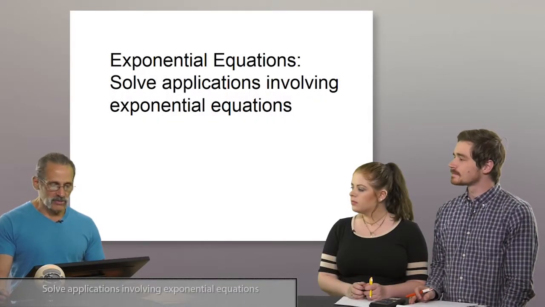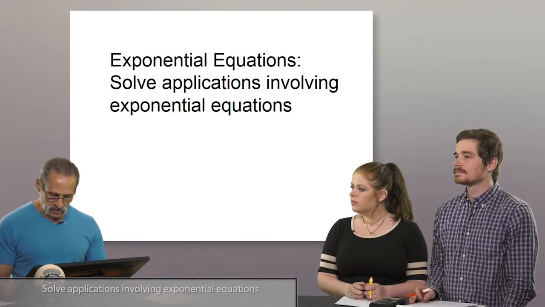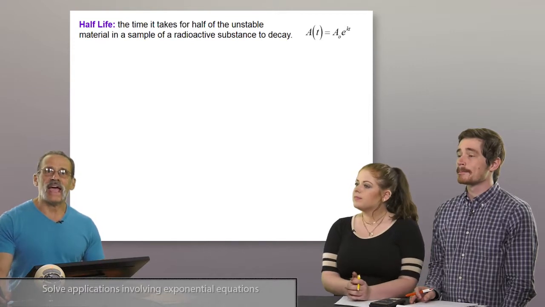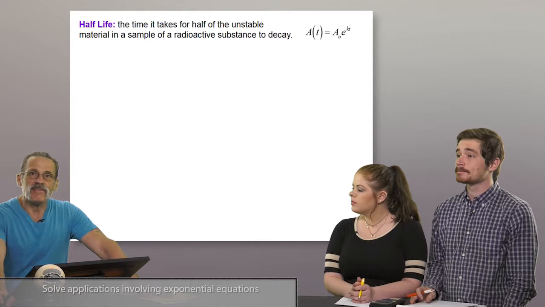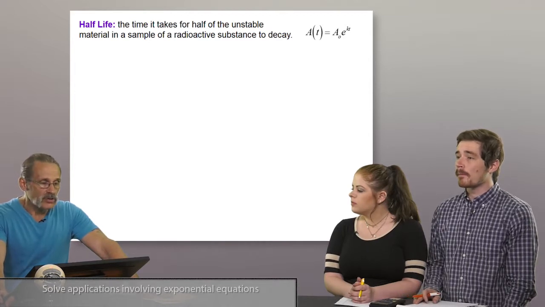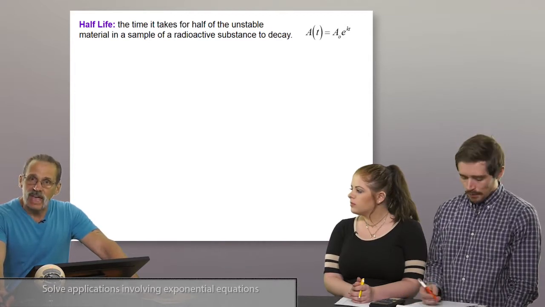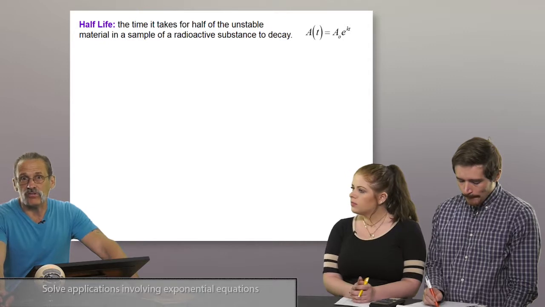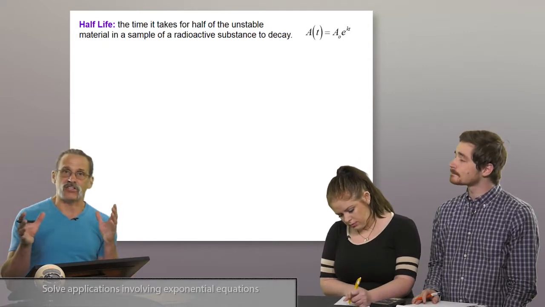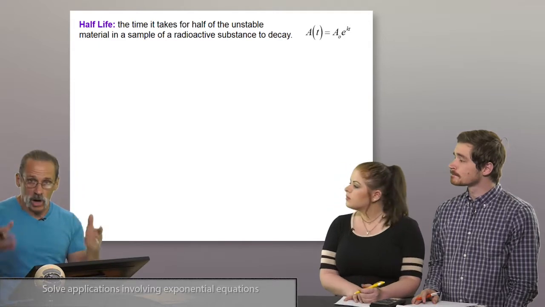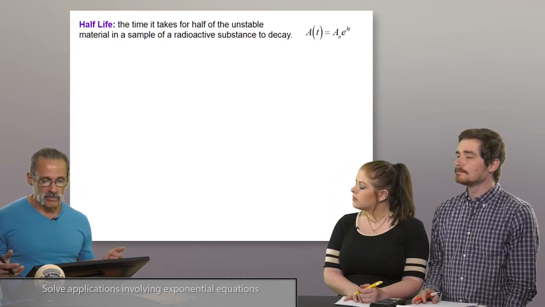Solve applications involving exponential equations. We're going to look at half-life examples. The half-life is the time it takes for half of an unstable material in a particular sample to decay. What this means is it's really the time that it takes half of what are called the parent isotopes to decay to their daughter, the next generation isotopes.